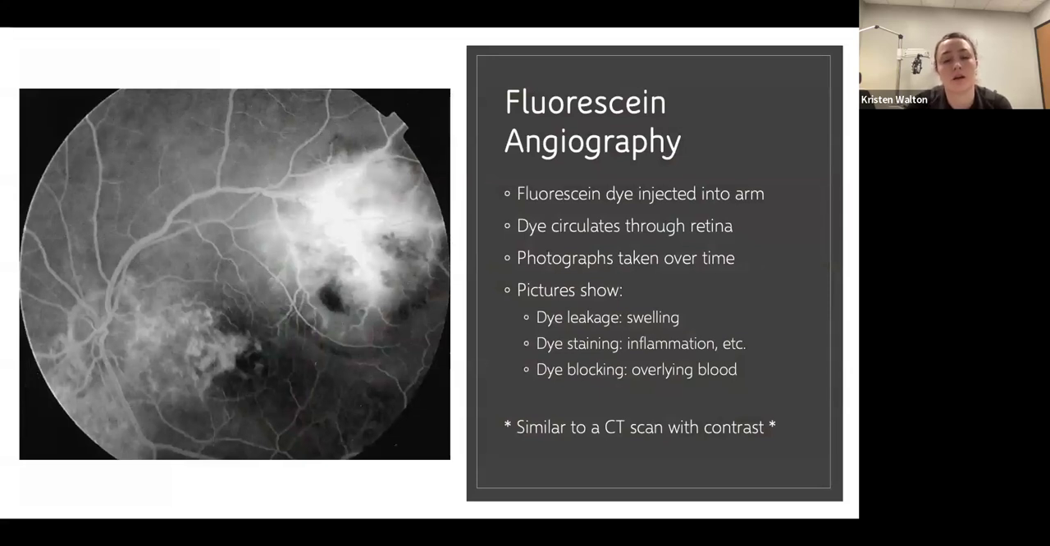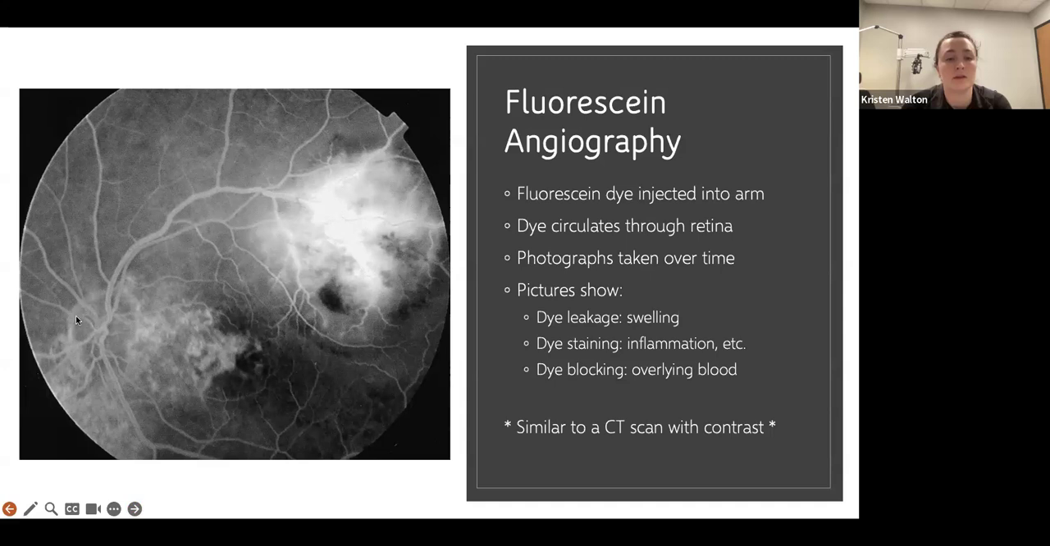Fluorescein angiography, if you're not in a retinal practice, you're probably not dealing with this a lot. The fluorescein dye is actually injected through an IV into the patient, and then it takes some time for that dye to circulate throughout the patient's vascular system, eventually making it into the eye. And then there's a serial line of photographs that are taken to see how that dye processes through all of the veins and the arteries in their eye to see, is there swelling, is there inflammation, is there overlying blood?